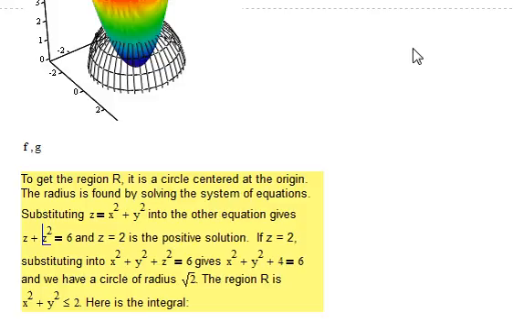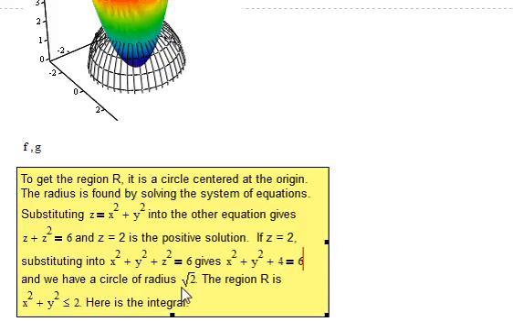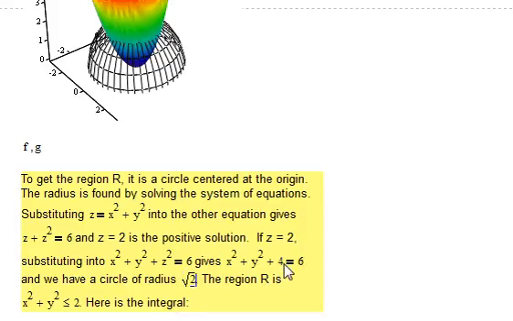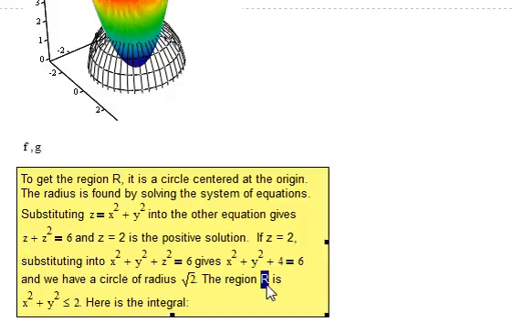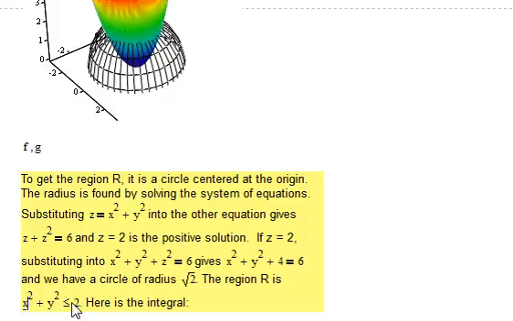z equals 2 is a positive solution. So z equals 2, substituting that back into here, we get z squared equal to 4, so x squared plus y squared plus 4 equals 6. And we have the circle x squared plus y squared equals 2, radius the square root of 2. So our region R is x squared plus y squared is less than or equal to 2.